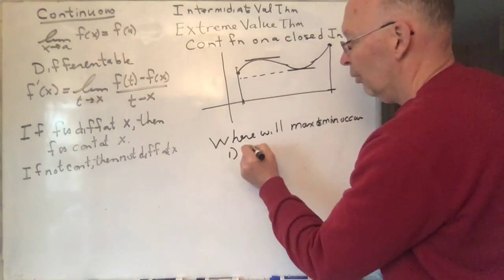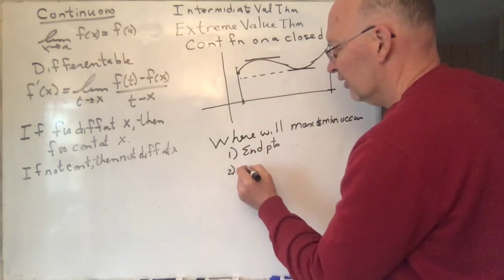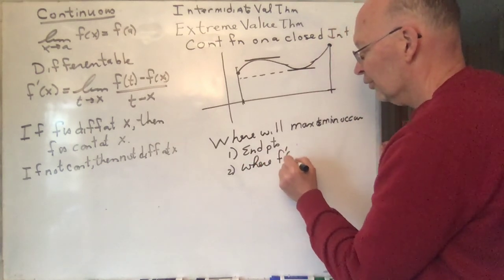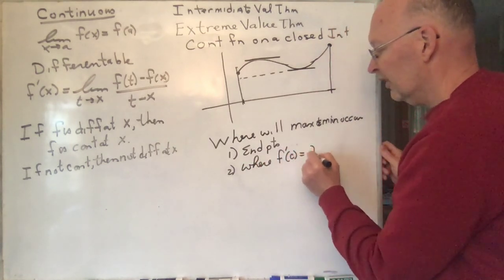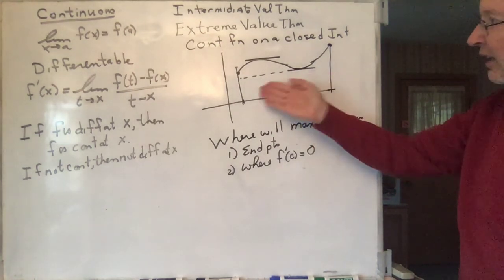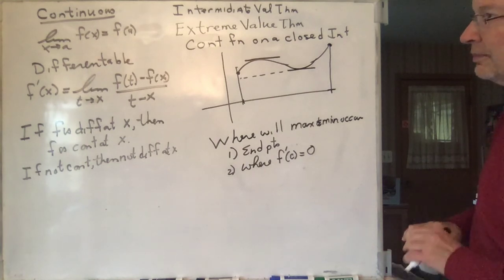One place is the endpoints. Second place is where the derivative is equal to 0. So those are places you need to check. Does that take care of it? Or are there any other possibilities where the derivative might be 0?